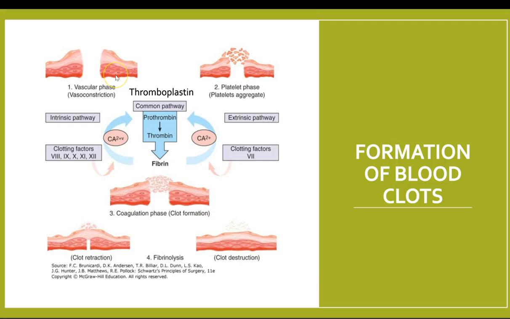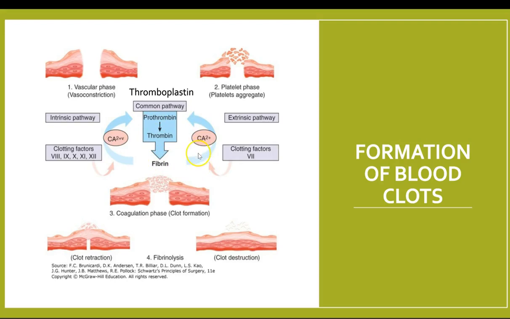So as always, I learn better from a picture. We have our skin that gets cut. First thing that's going to happen is we have some vasoconstriction. The vessel is going to clamp down on itself. Platelets begin to aggregate because thromboplastin here starts to make prothrombin, and then the prothrombin makes the thrombin. It then converts the fibrinogen to fibrin, and then we start our clotting process.